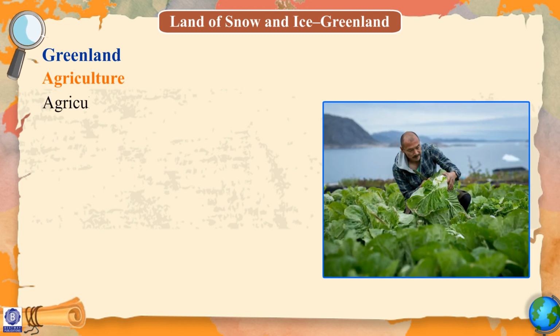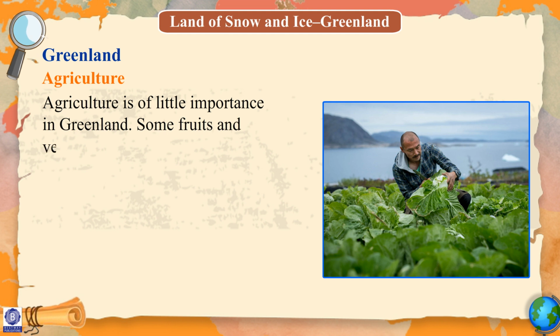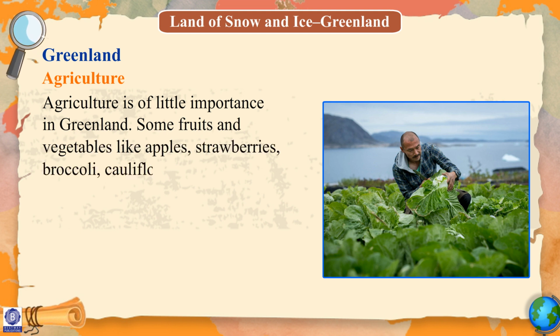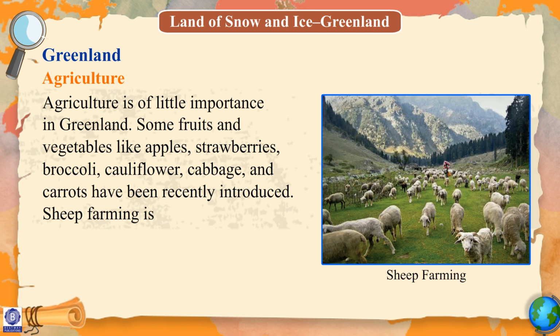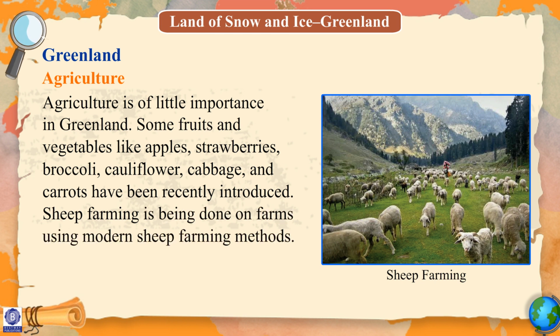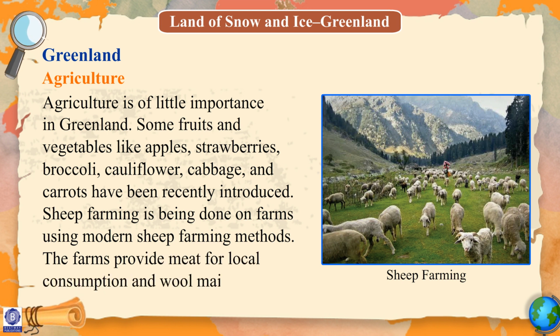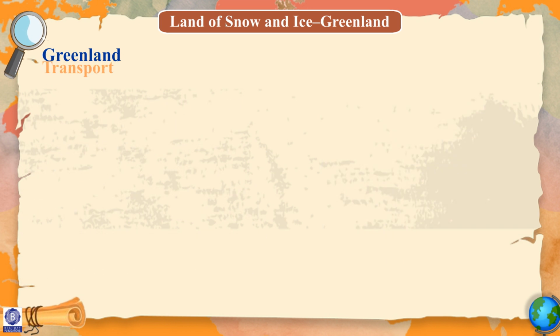Agriculture. Agriculture is of little importance in Greenland. Some fruits and vegetables like apples, strawberries, broccoli, cauliflower, cabbage, and carrots have been recently introduced. Sheep farming is being done on farms using modern sheep farming methods. The farms provide meat for local consumption and wool mainly for export.